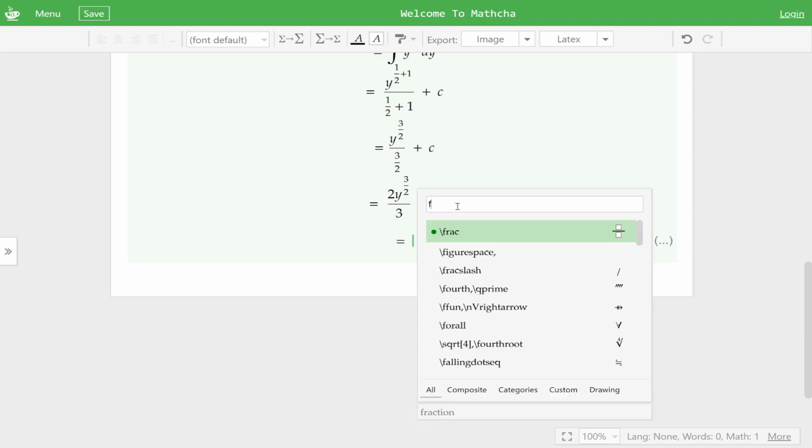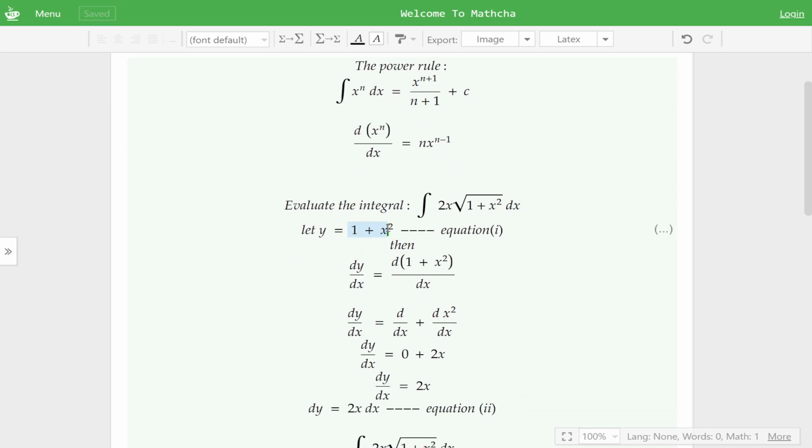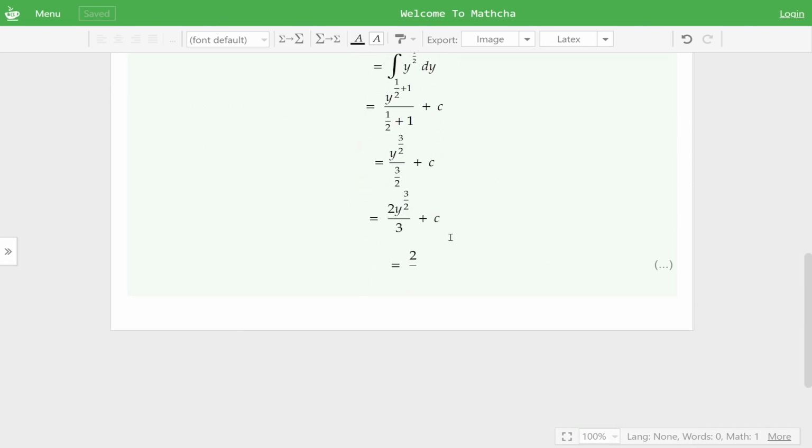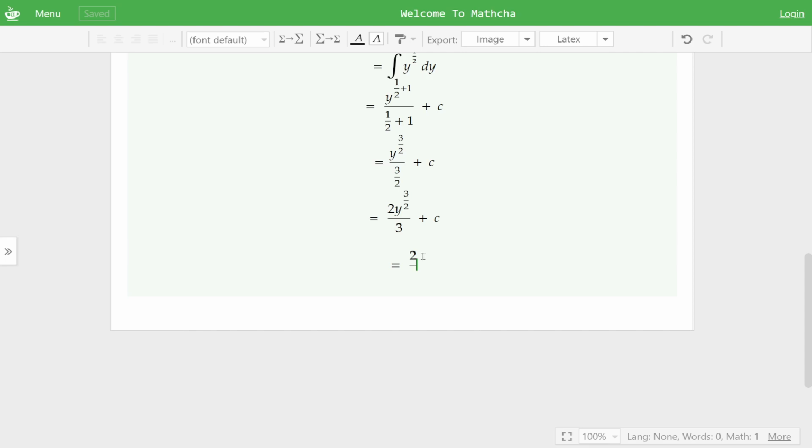Now we can say this is a fraction, 2 times, what is y? Well, y is simply 1 plus x squared. We substituted the value, right? So in place of y, we write 1 plus x squared, because initially we have to integrate this function with respect to x, and x is the variable, so we cannot leave it in terms of y. The final answer should be in terms of x, because the question does not know what y is. Y is just for our convenience to integrate. So 2 times 1 plus x squared, divided by 3, plus c, and this has to be raised to a power of 3 over 2.